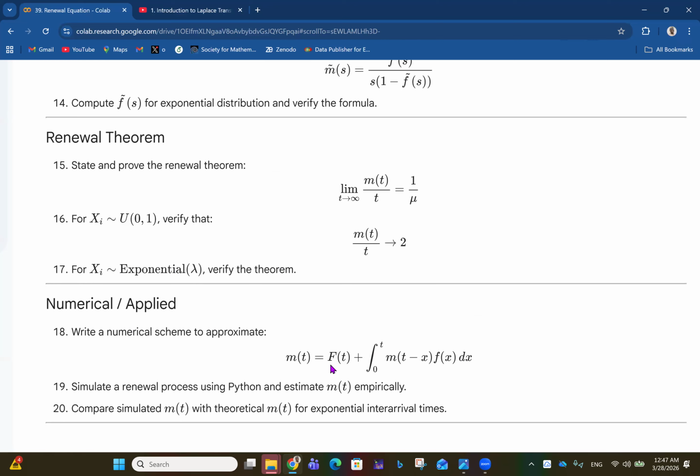Of course, maybe Laplace may be able to do this, or any other method that you can use to estimate an integral, like the trapezoidal rule, because we have an integral part of this. Then simulate a renewal process using Python and estimate m of t empirically. That was the kind of thing we did before. Then compute simulated m of t and theoretical m of t for exponential interarrival times. We did this kind of thing in the last video, so you want to check that up, especially the Python code for that.